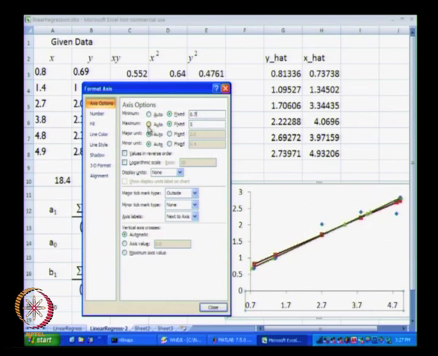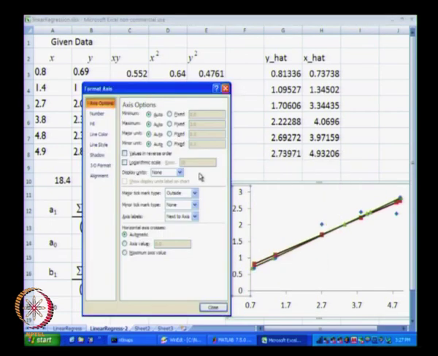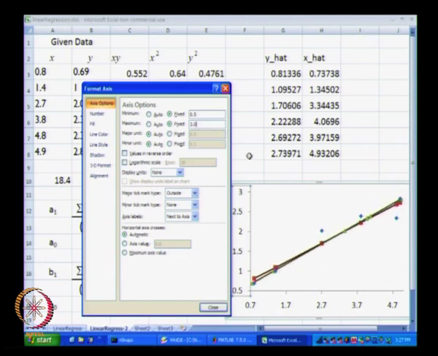And likewise the y axis will also zoom in. The reason why I want to zoom in and show you is to see that the two regression methods are indeed going to give us different results. So, we have 2.8.